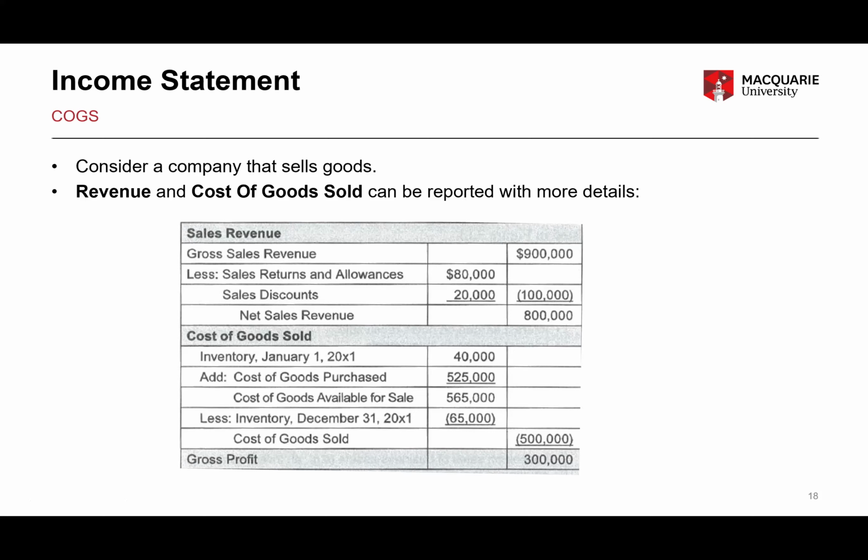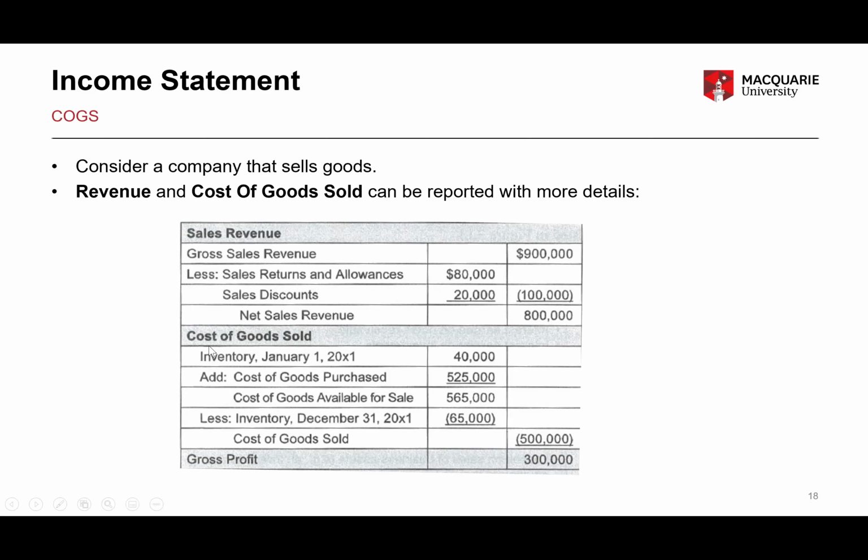But there were some adjustments through the period. So some of our customers returned some goods. So we need to subtract that from our sales. And maybe we gave some sales discounts, and this might have been for early payment, right? Maybe we gave an incentive to our customers to pay their invoices early. So these total $100,000. So we need to subtract those from our sales to give us our net sales revenue. So net means adjusted.